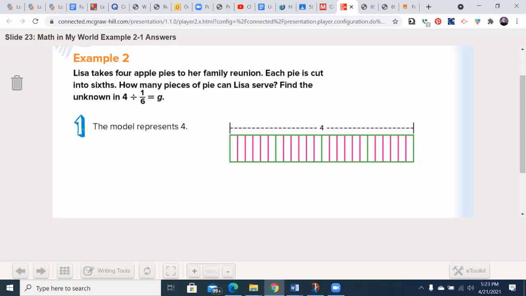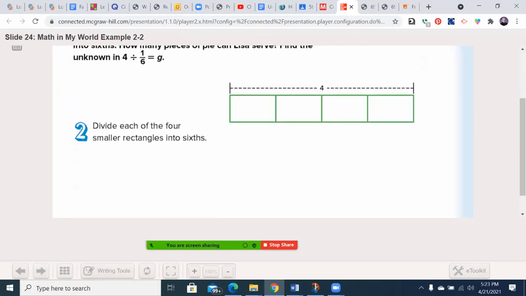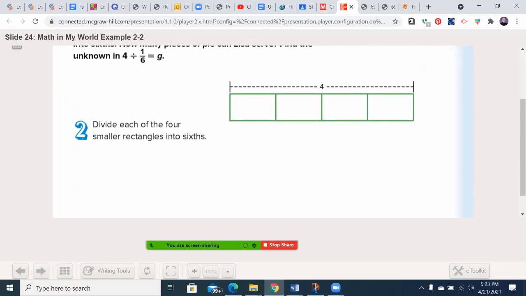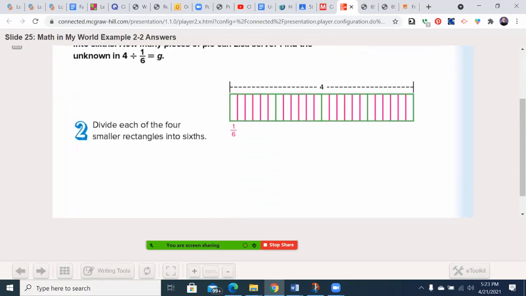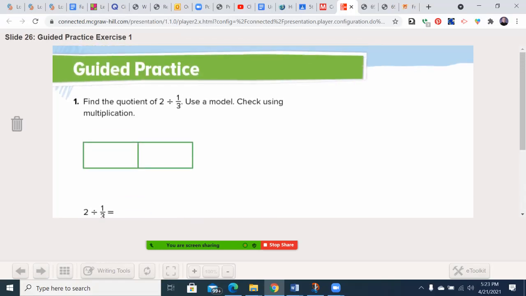All right, so let's move forward. And I've already done step 2, divide each of the 4 into rectangles. So let's just keep going. You've done this. Oh, where'd it go?